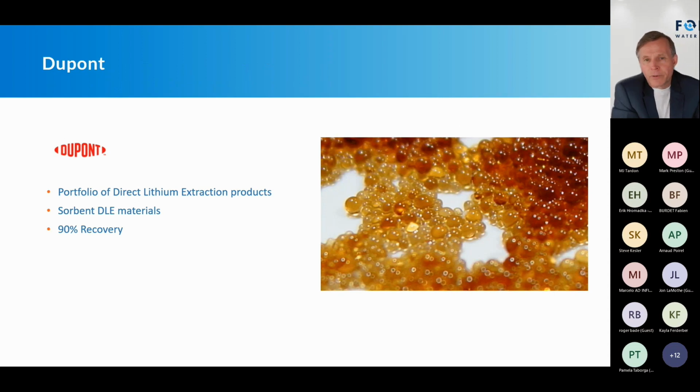DuPont has been around. They've been doing DLE extraction since, I think, the 1970s. May not be on lithium, but other materials. You can also take a look at, prior to DuPont, Rohm and Haas or Dow. So lots and lots of experience. They have a very large portfolio of materials, sorbent as well as ion exchange materials, to select from. So there is not one I listed down. If you're interested in that, best just to call them directly.